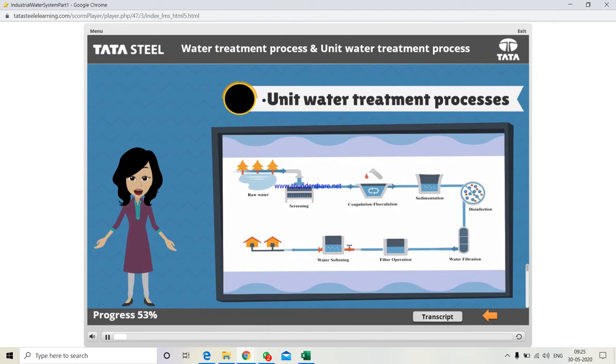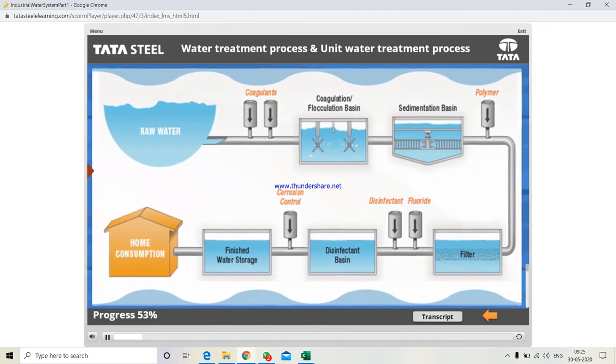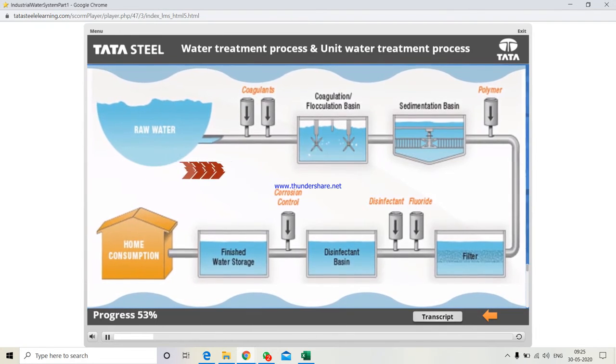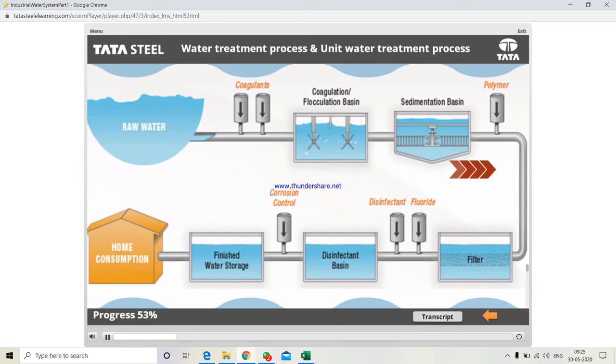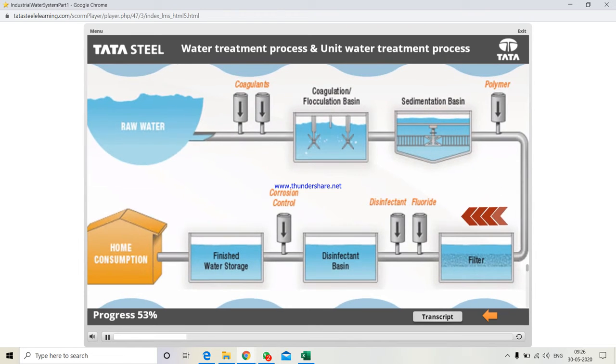Let us start by a brief introduction on water. In this picture, we can see an overview of water treatment process. The raw water is delivered to the headwork of the water treatment plant. The 5 major unit water treatment processes start the treatment to make the water clean and clear.